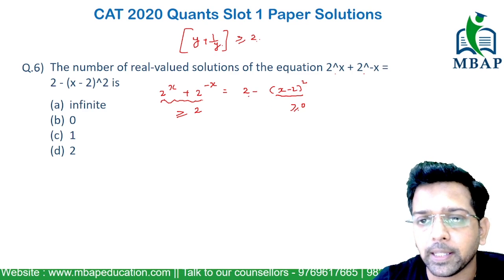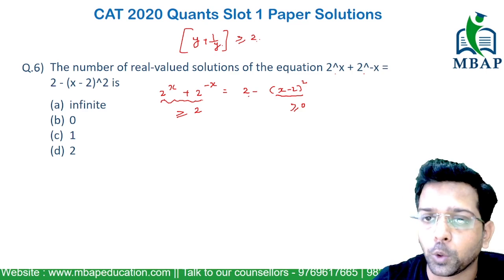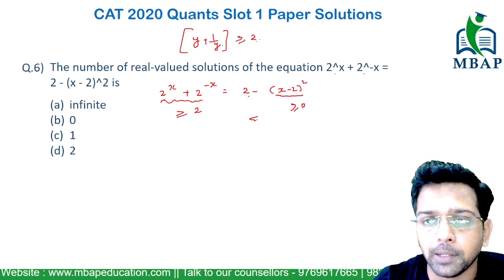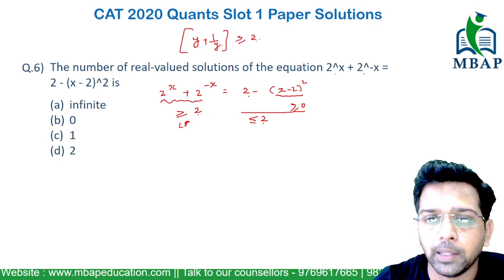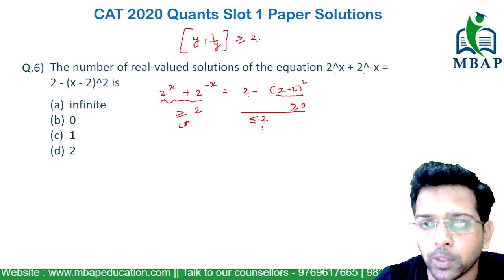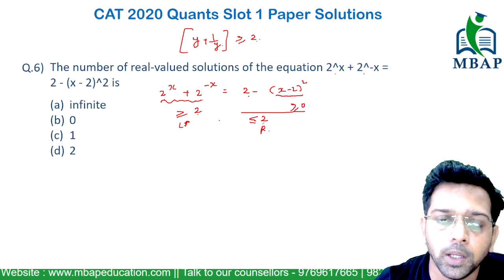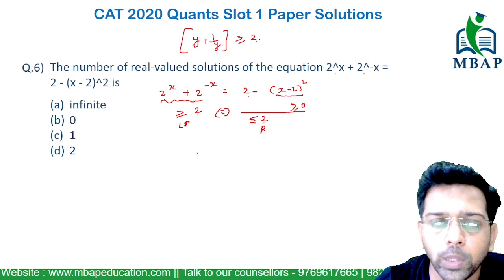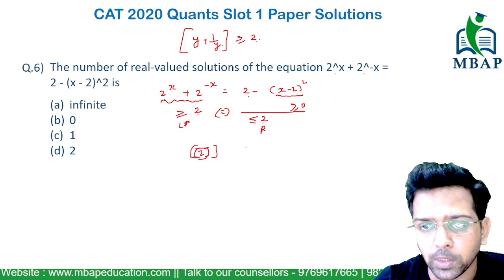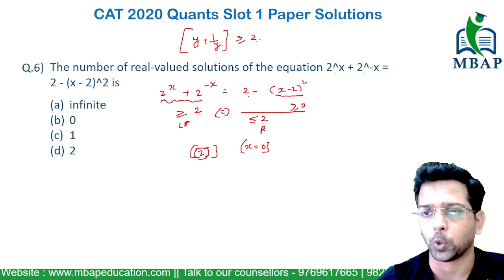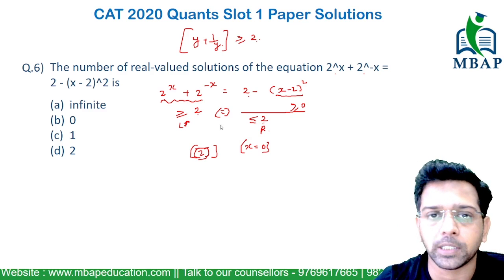But this is 2 minus a value which is non-negative. 2 minus 0, 1, whatever it could be. This whole expression will definitely be a value which is less than or equivalent to 2. So the minimum value which I can take on the LHS will be 2, and the maximum value which I can assume on the RHS will be equivalent to 2. If I have to equate both the expressions, the only possible solution will be when both the sides are 2. If I have to make both the expressions equal to 2, then x should certainly be assumed to be 0. Now, if I put x to be 0, then it's going to become what?